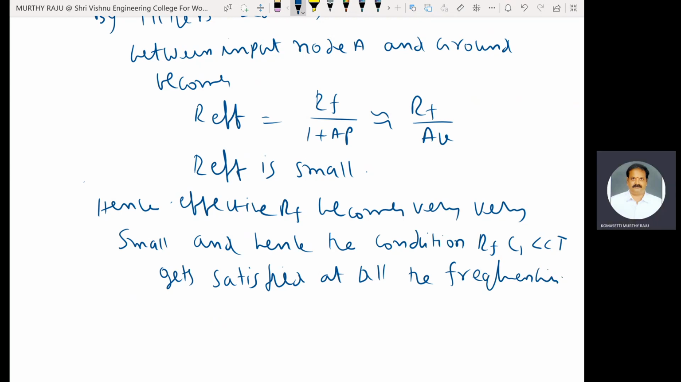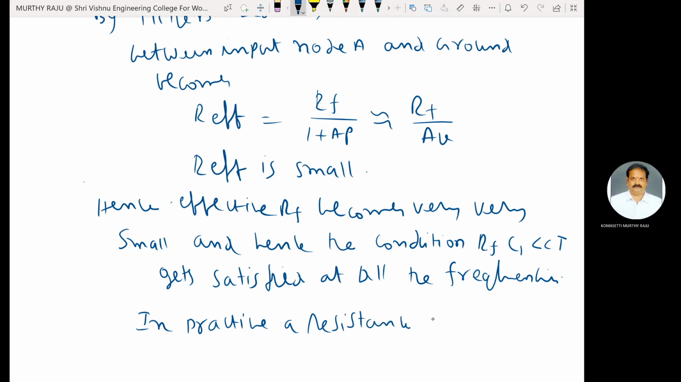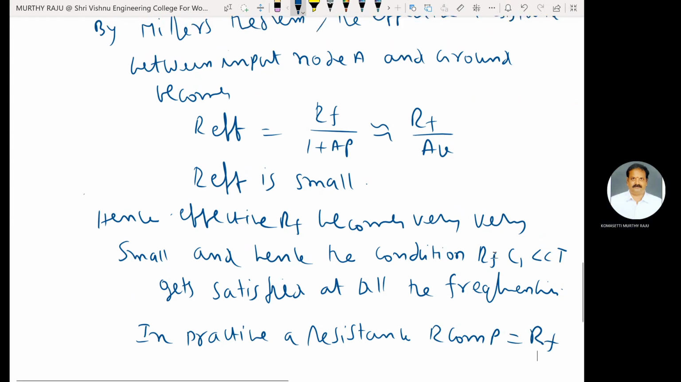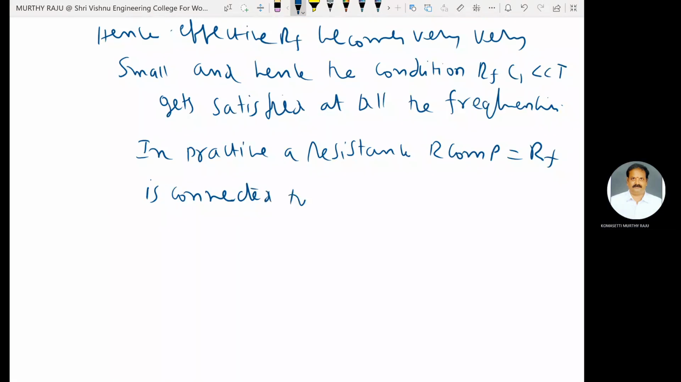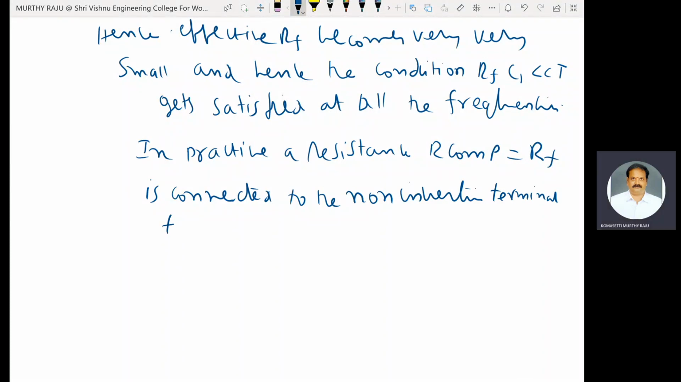Okay. Next, in practice, a resistance or compensation RF is connected to the non-inverting terminal to provide the bias compensation.